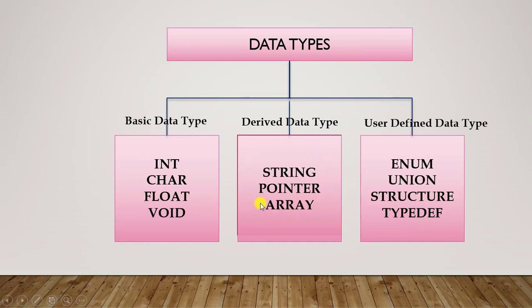This derived data type and this user defined data type, we are going to discuss each of them in detail as we move on further. But today our main focus is on these basic data types. So we are going to know what is int, what is char, what is float and what is void. As we saw in the definition, we are going to discuss the different types of these basic data types and the storage capacities. Right? Let's move on to the next one.